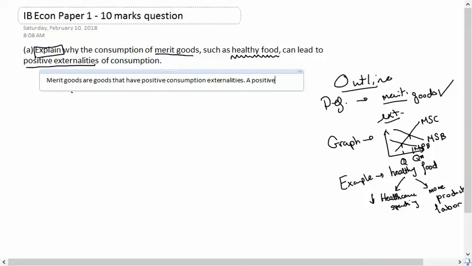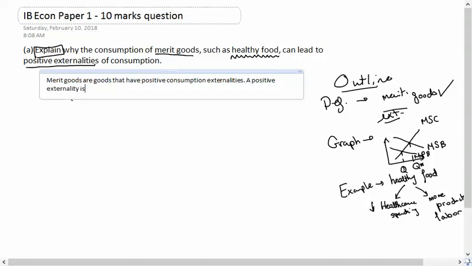So, we were saying, we start with the definitions. Go right ahead, saying the first definition, link it to the second definition. A positive externality is when the consumption or production of a good leads to a benefit on a third party.